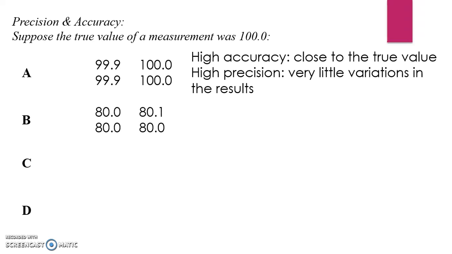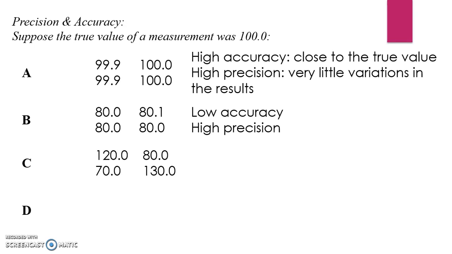For student B, you notice that all 4 of the measurements are quite close to each other, so it is precise. However, it's quite far away from the true value if you take the average. Therefore, it is low accuracy and high precision.